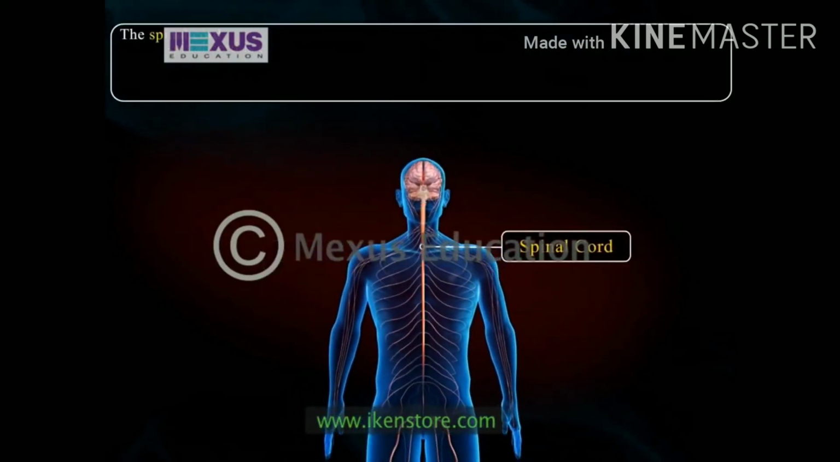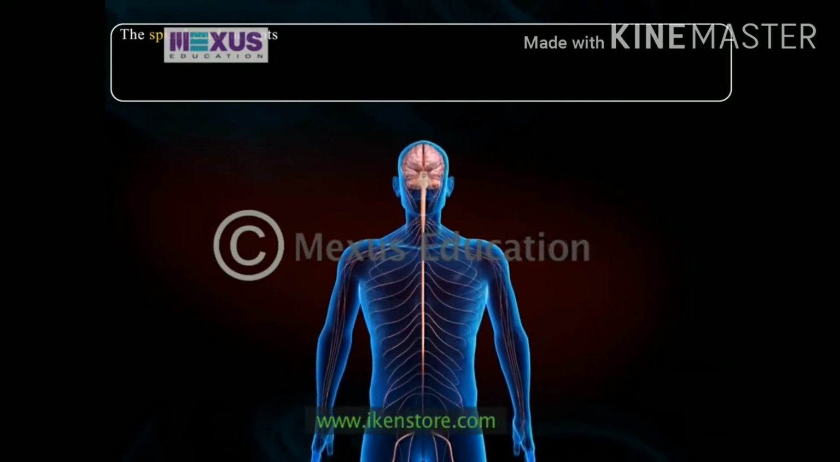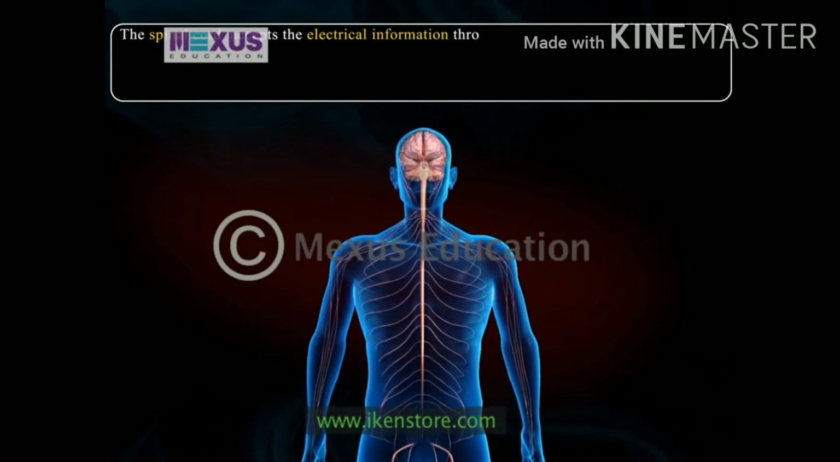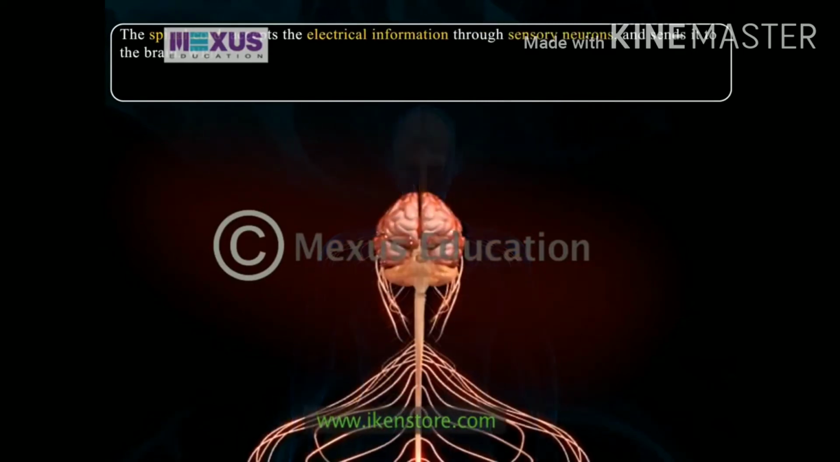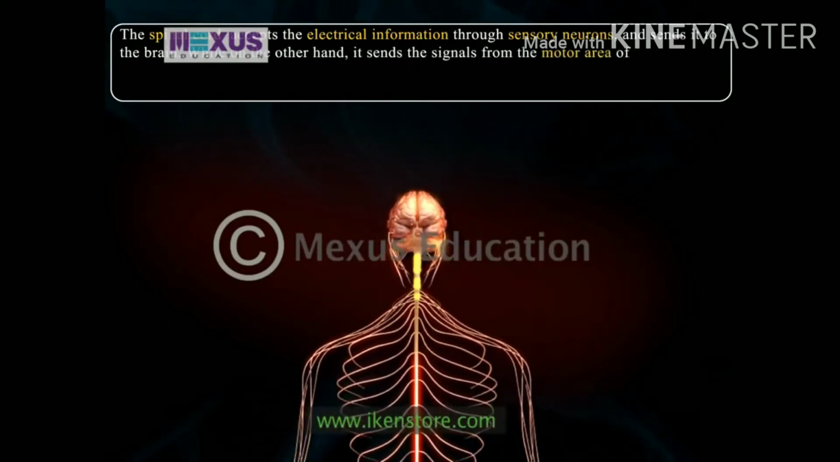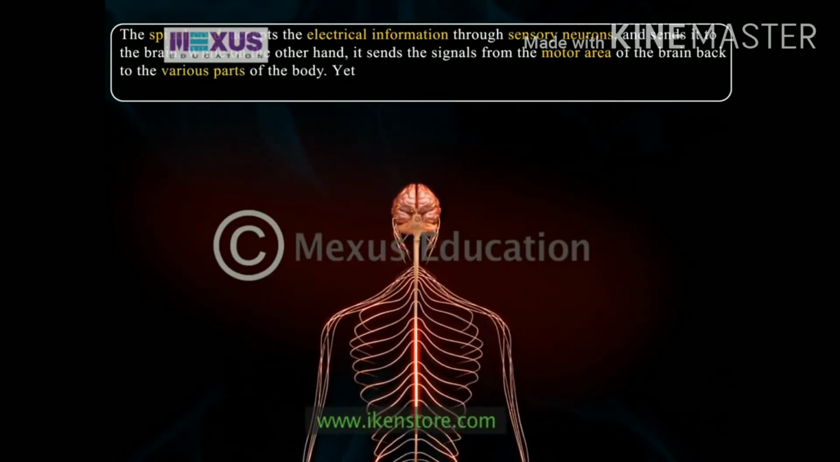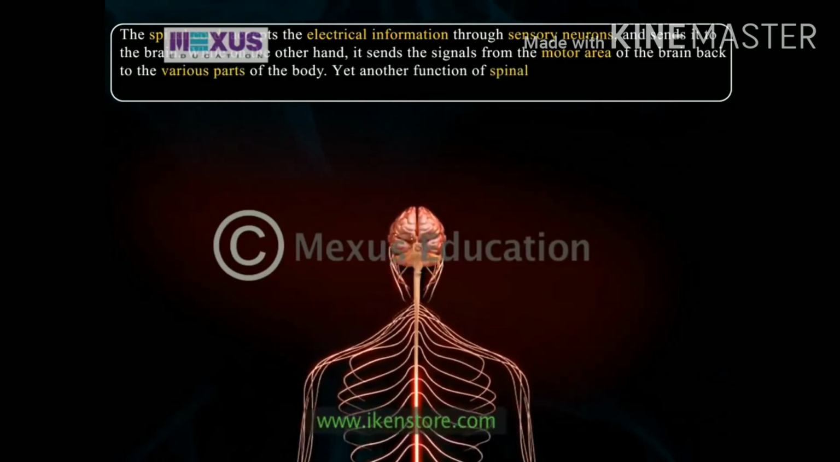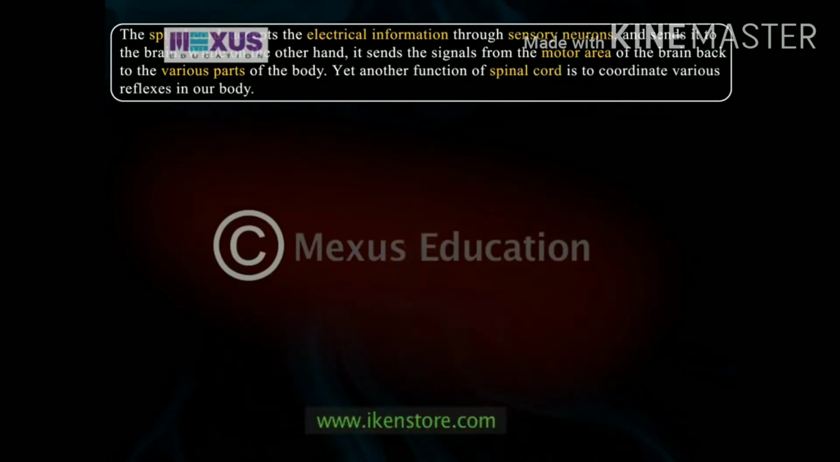The spinal cord helps in connecting the various organs of human body to the brain. On one hand, it accepts the electrical information through sensory neurons and sends it to the brain, while on the other hand, it sends the signals from the motor area of the brain back to the various parts of the body. Yet another function of spinal cord is to coordinate various reflexes in our body.